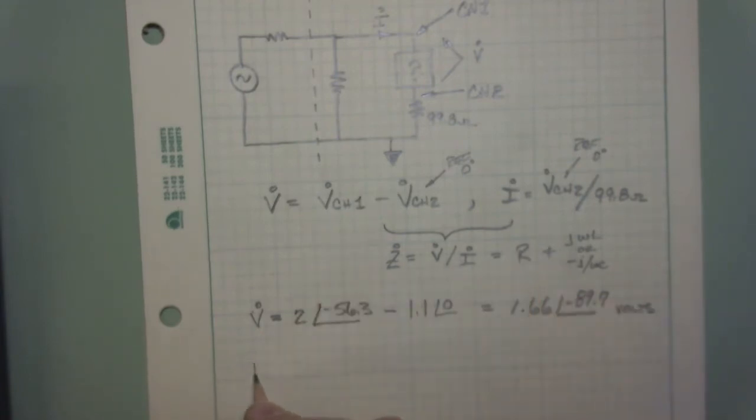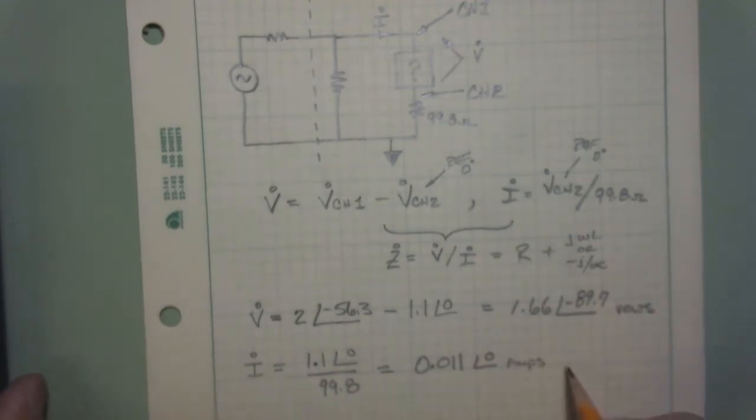Let's do the current. So the current I is going to be equal to channel 2. That's why we put the 0 there. So we're going to have 1.1 at 0 divided by this 99.8, which turns out to be 0.011 at 0, I believe. Make sure that's right. Yeah. Okay. And I'll just go ahead and leave that in my calculator.